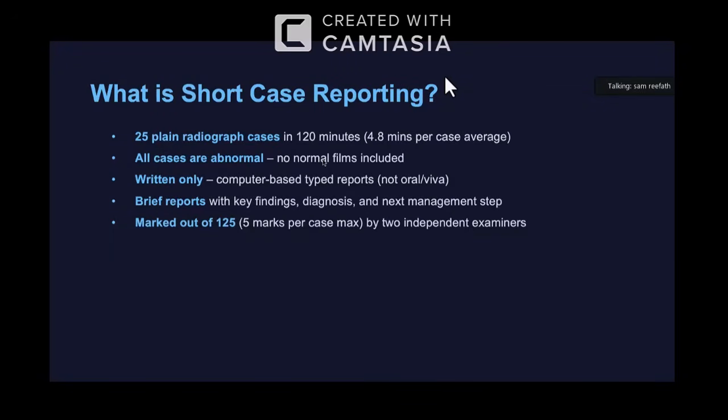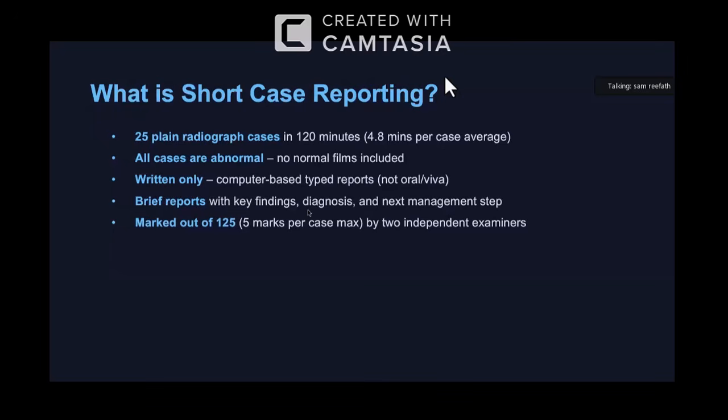So 25 radiographs will be provided in 120 minutes. That roughly translates into 4.8 minutes per case on average. All cases are abnormal. There will not be any normal films included in the exam, and you have to give written only, or computer-based typed reports. The oral component, or the viva, is separate.